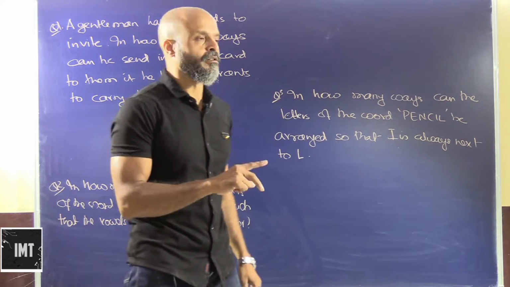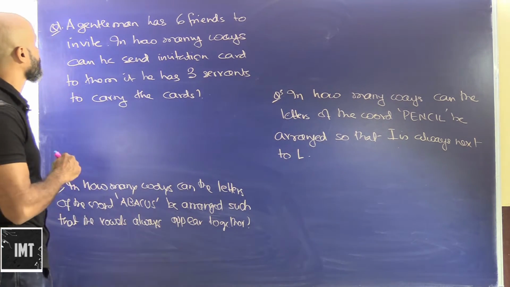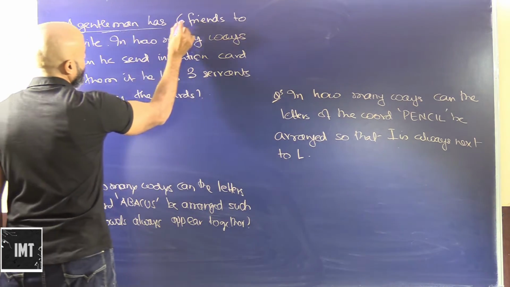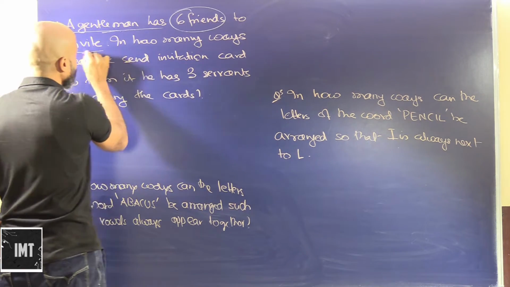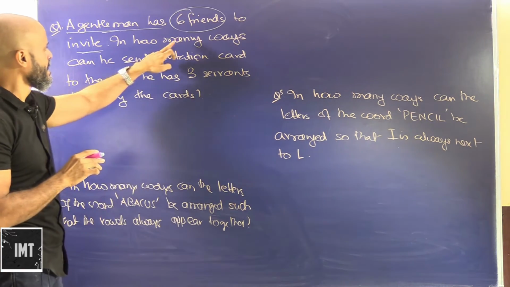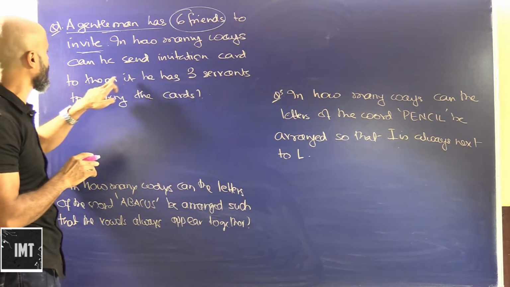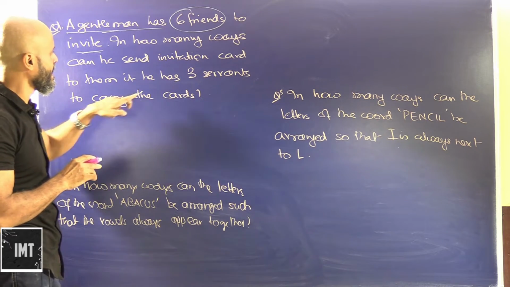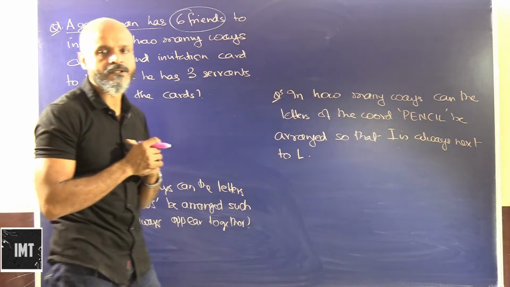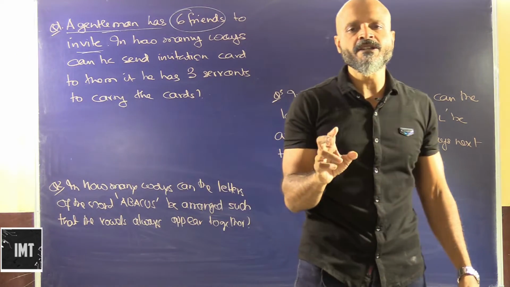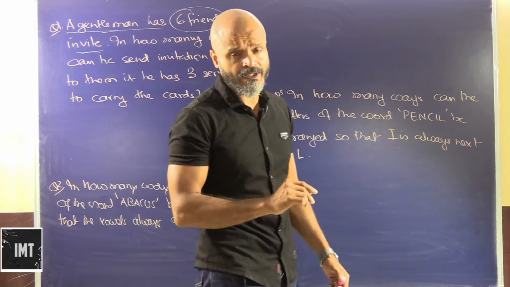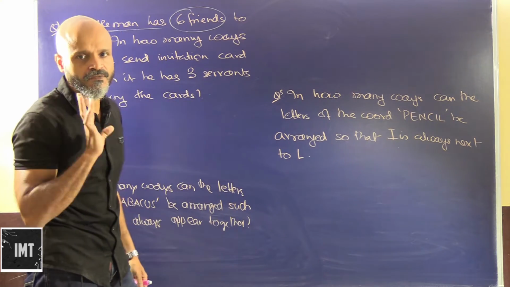Okay, so we will move on to more problems from permutations. A gentleman has 6 friends to invite. In how many ways can he send invitation cards to them if he has 3 servants to carry the cards? So basically, these invitation cards could be sent to each of these 6 friends by means of 3 servants.